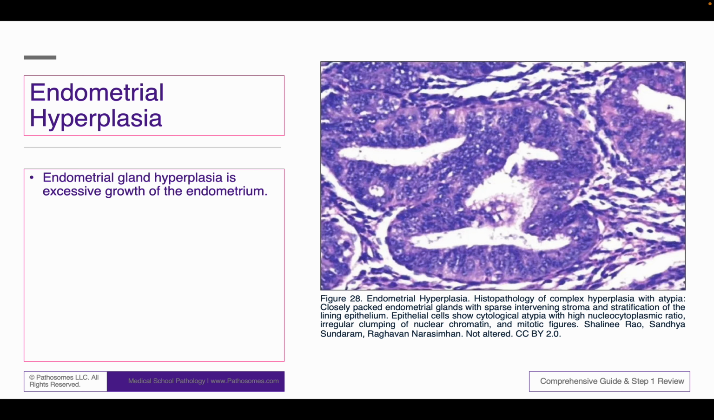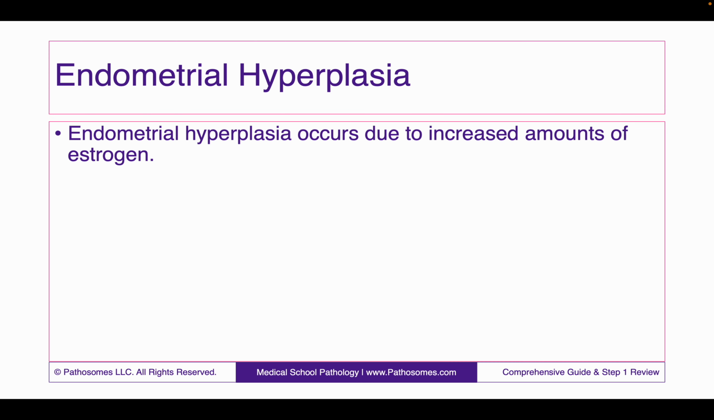Endometrial gland hyperplasia is excessive growth of the endometrium. To the right here, we can see endometrial hyperplasia. The histopathology of complex hyperplasia with atypia, note the closely packed endometrial glands with sparse intervening stroma and stratification of the lining epithelium. Endometrial hyperplasia occurs due to increased amounts of estrogen, right? Estrogen's high, endometrial glands are gonna go crazy and start becoming more abundant. Endometrial hyperplasia.